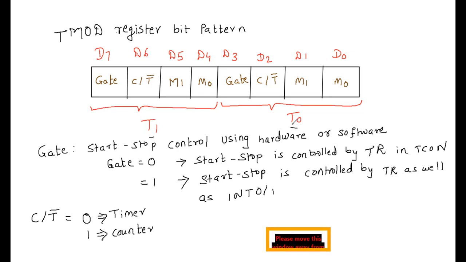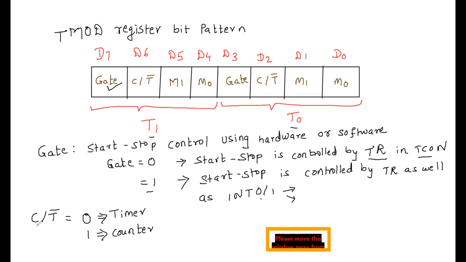If you understand it for timer 1, the same operation will be performed by the TMOD register bits for timer 0. Let us see the first bit, the D7 bit. It is called the gate. What is this gate controlling? It is controlling the start and stop operation using either hardware or software. When the gate bit is equal to 0, the start and stop is controlled only by the timer run bit inside the TCON register, and when it is 1, the start and stop can be controlled by TR as well as either of the 2 interrupts of the 8051, INT0 and INT1. So this is about the gate bit.